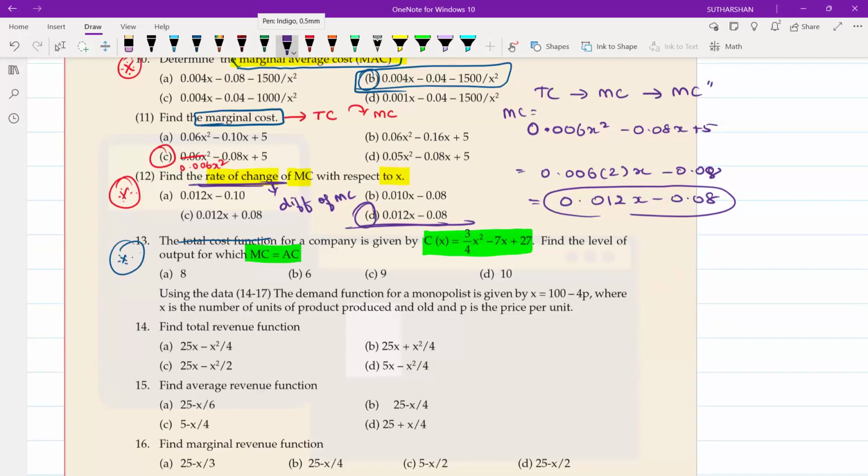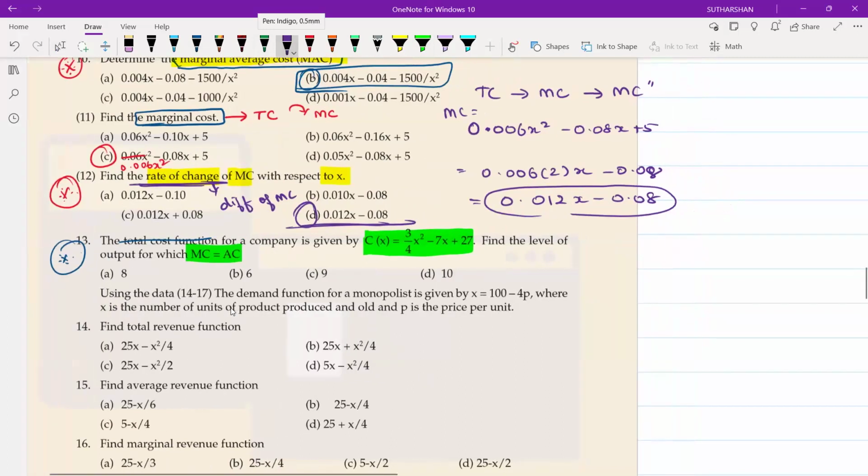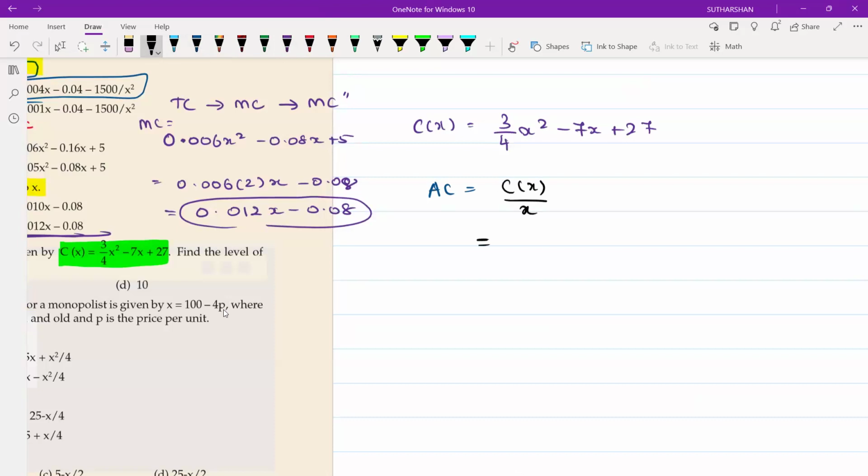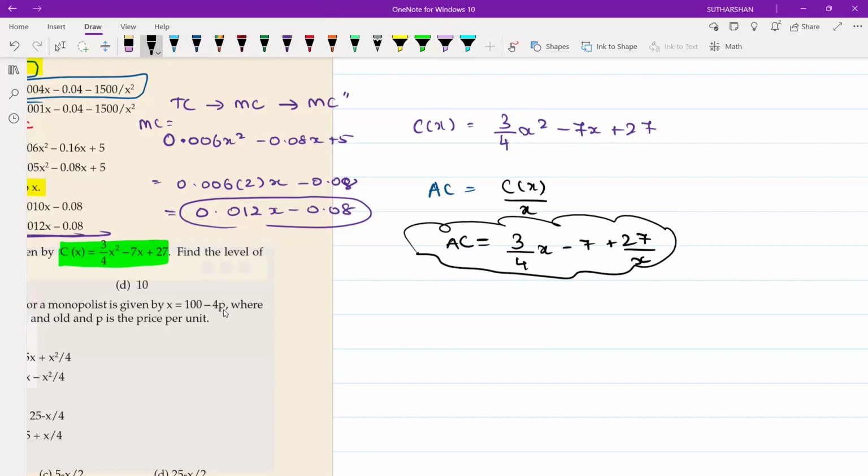So first, I need MC. For that, I will do a differentiation process. I will write the equation over here: 3 by 4 x square minus 7x plus 27. First, I will find the easier thing, AC. For AC, I divide C of x by x. Divided by x, it will become 3 by 4x minus 7 plus 27 by x. That is what your AC value is.